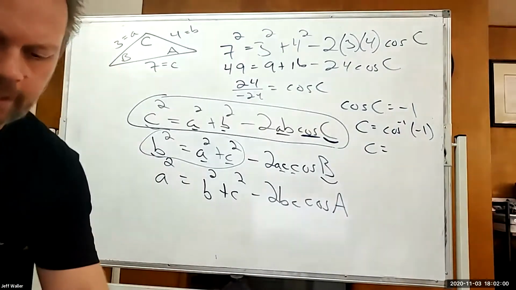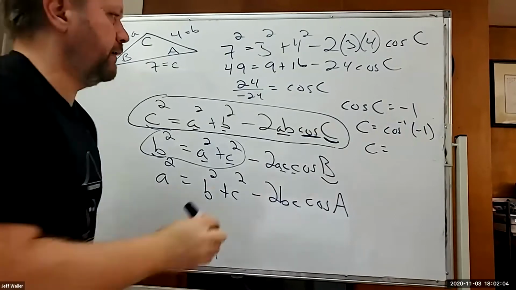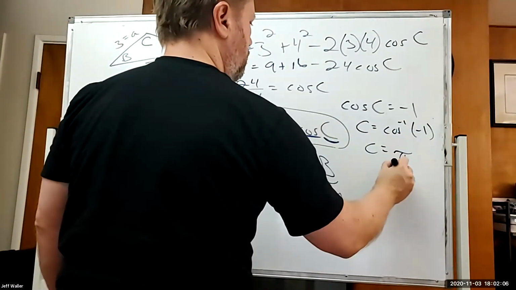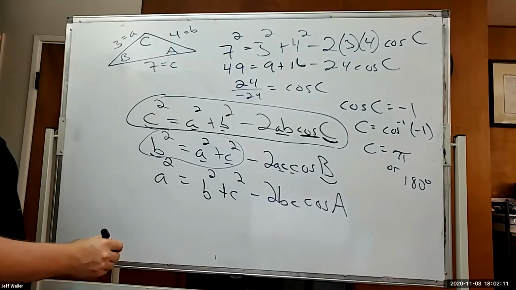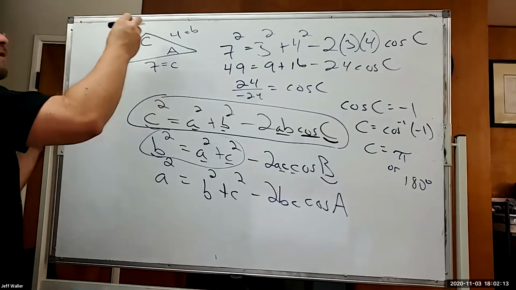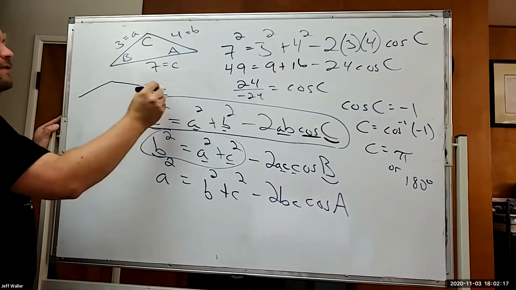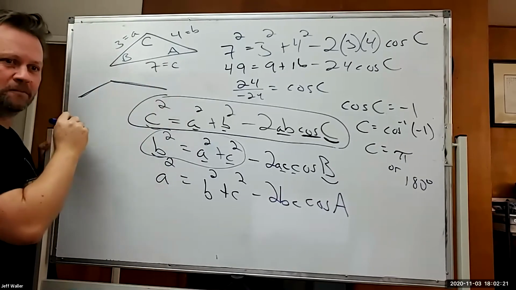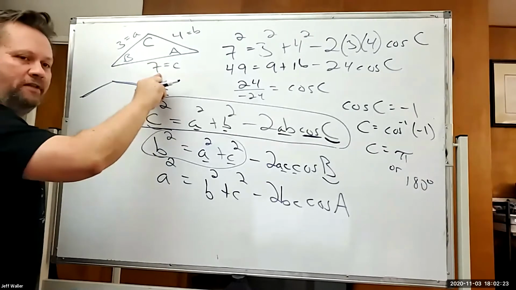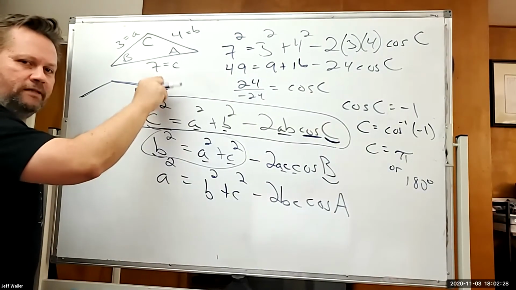Where is cosine negative 1? 180, pi. And why is that a problem for the triangle? Because the angle has to be less than 180. Yeah. So think about it. The only way that one angle and the other angle and then this side is 7 is if these are flat, because then they would make 7. That's why this can't be 7. It's got to be less than 7. Do you guys understand?